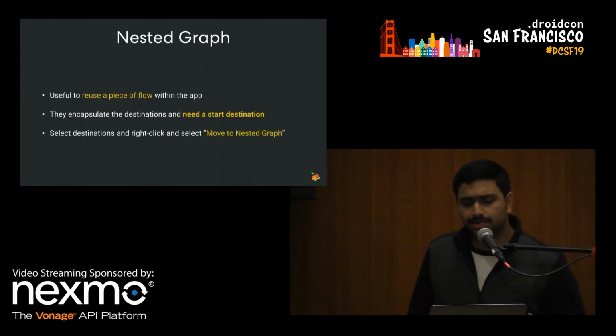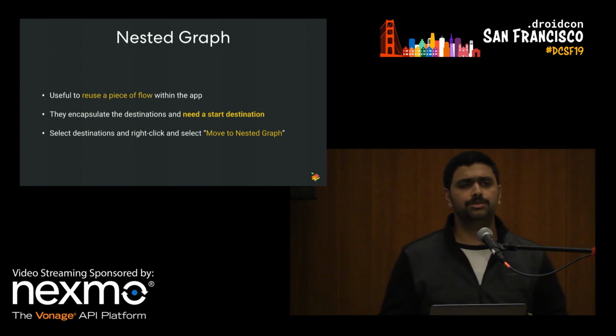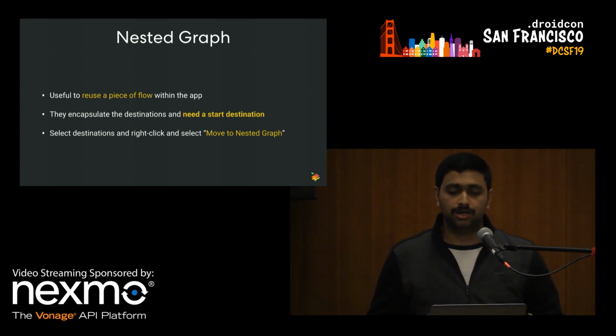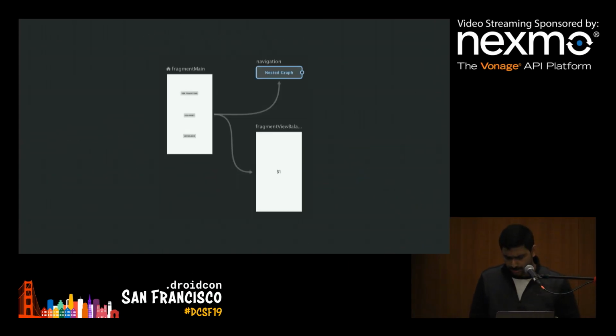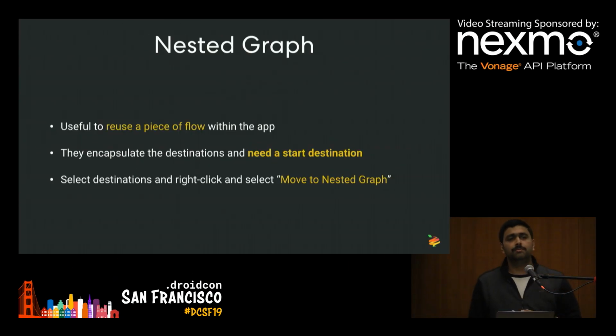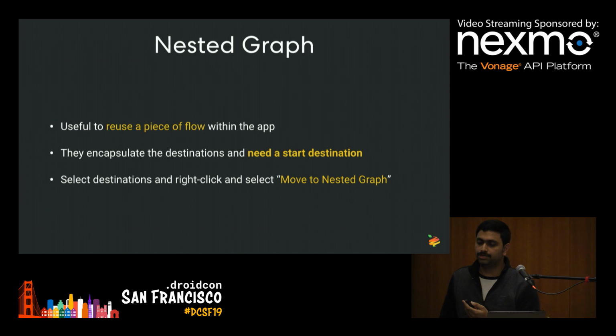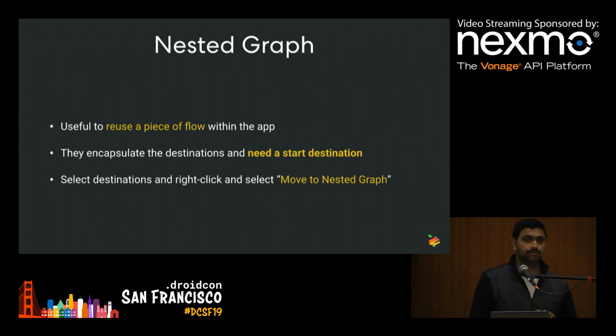And there are cases where you want to reuse a piece of flow in your navigation graph. Let's assume that you have a login flow or a registration flow where you take the user through 4 or 5 screens and get them to register into your app. You want to reuse that flow everywhere in your application. Then you can do that with the use of nested graphs.